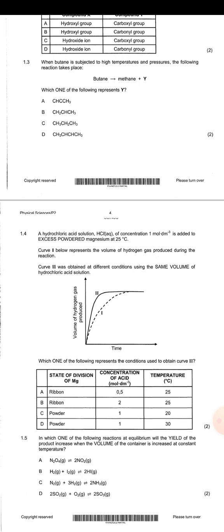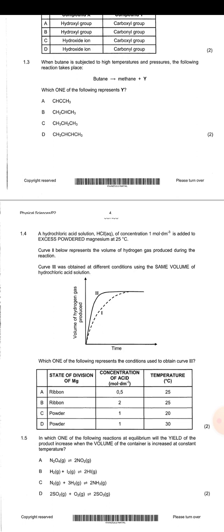So now, which one of the following represents the conditions used to obtain curve 2? We have state of division, concentration, and temperature. And by the way, those are the factors that affect reaction rate. So now, since we see that 2 has a higher reaction rate, it means that we need a positive influence in all of them, okay?